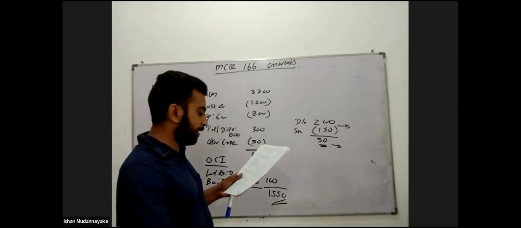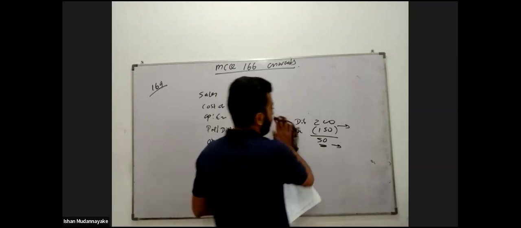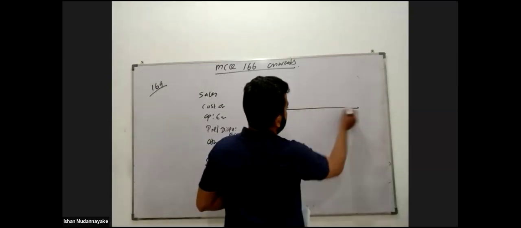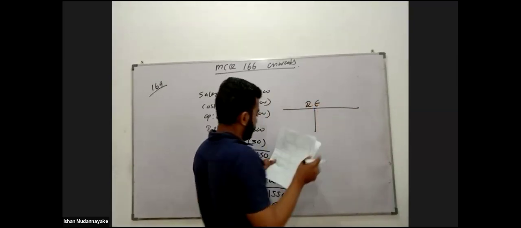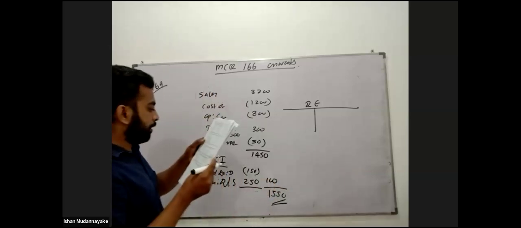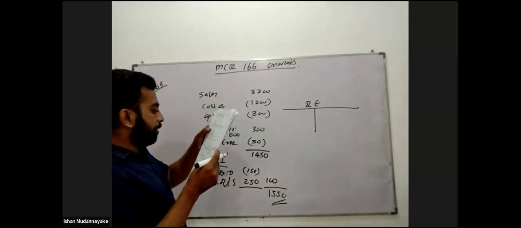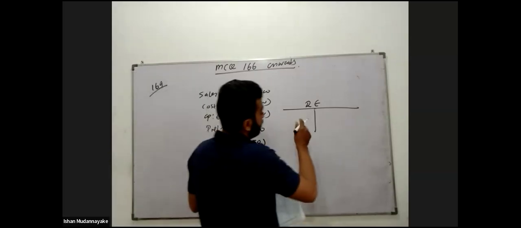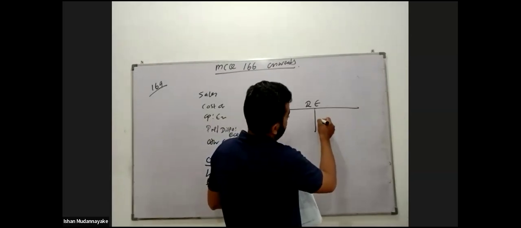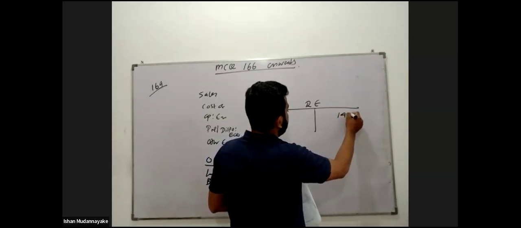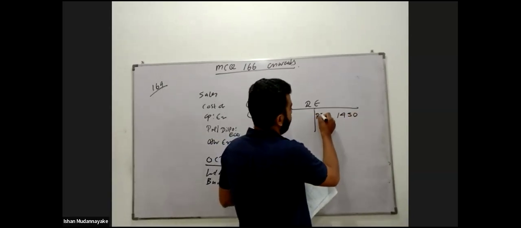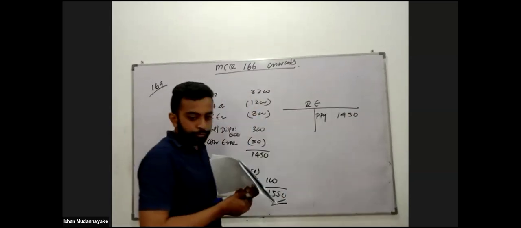Retained earnings of the business as of 31st March 2022. In the retained earnings account, credit the total profit of the business. Net profit 1,450. Profit for the year. Retained earnings account credit 1,450.